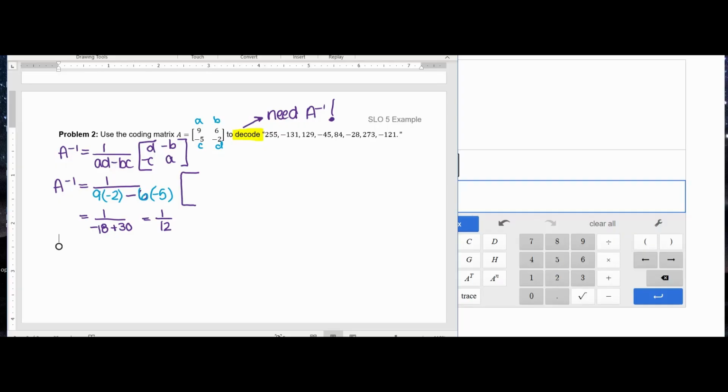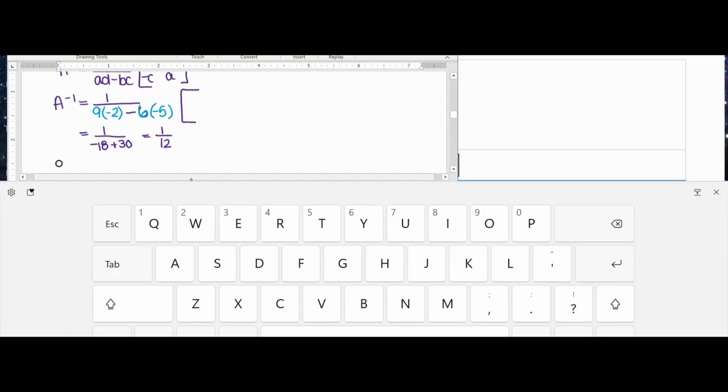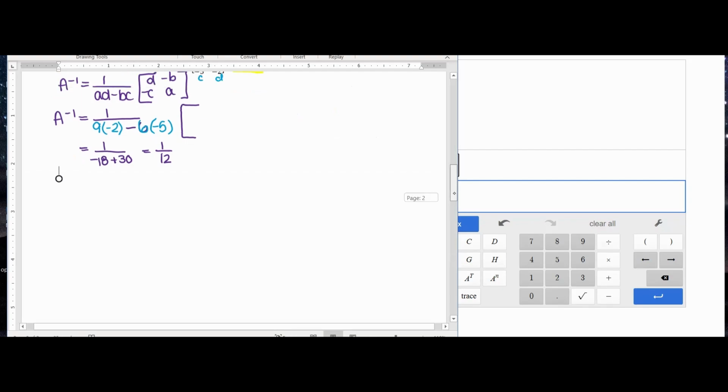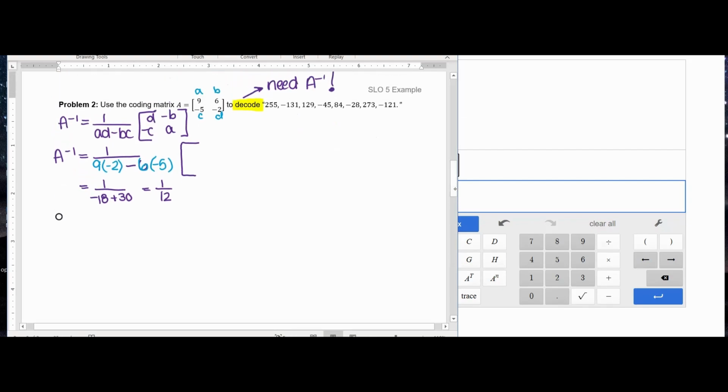Times our crazy matrix, the 9 and the negative 2 are going to flip-flop. Negative 2 comes up, 9 goes down. We change B and C signs. So negative 5 becomes positive 5, staying put. And the 6 in the top right corner becomes negative. So we're going to have 1 twelfth times our crazy matrix.